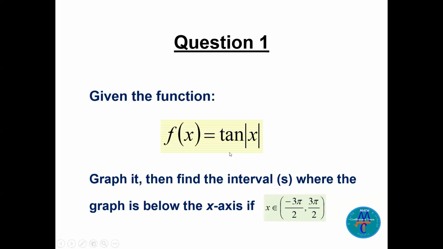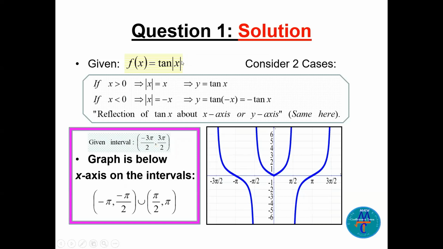So graphing this function is easy. Since we have an absolute value on the x itself, we can consider two cases, x positive and x negative. If x is positive, the absolute value will be the same as x, so y will be tan of x. So here on the right side where x is positive, you just draw the normal tan. If x is negative, the absolute value will be minus x. Tan of minus x will be minus tan of x. So there is a reflection about the y-axis of this. See?